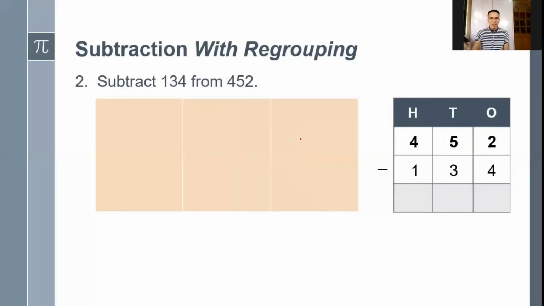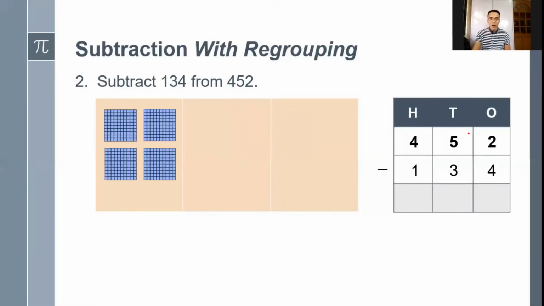Example number 2. Subtract 134 from 452. So we have here 452 minus 134. To start with, we have to use the base 10 blocks to represent the number 452. In this number, there are 4 hundreds, 5 tens, and 2 ones. Now let's start subtracting the ones. 2 ones minus 4, or 2 ones take away 4 of them. We don't have enough ones, right?